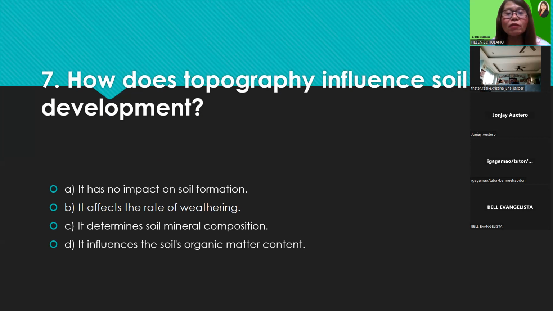7. How does topography influence soil development? A. It has no impact on soil formation. B. It affects the rate of weathering. C. It determines soil mineral compositions. Or D. It influences the soil's organic matter content. Okay, type now.